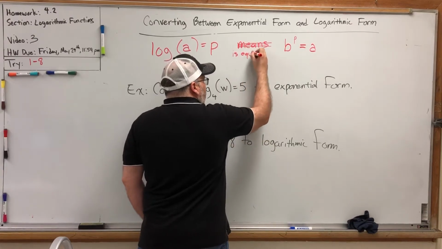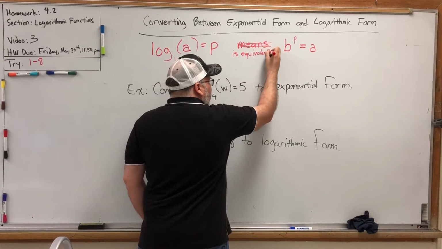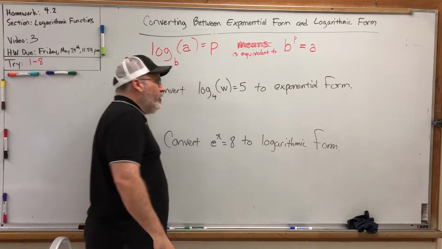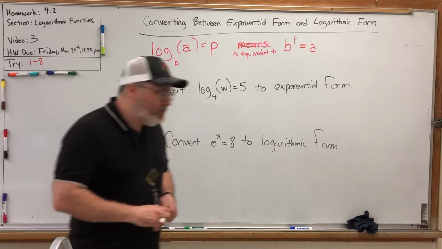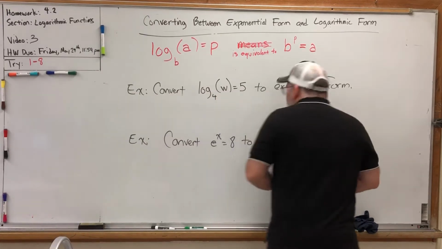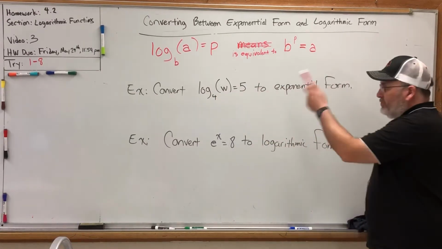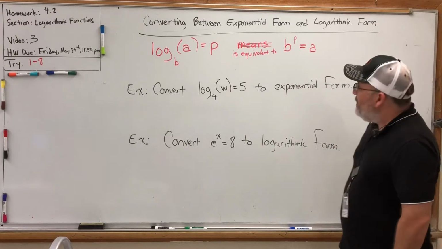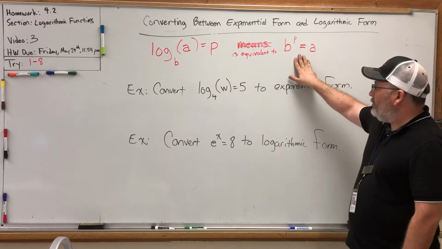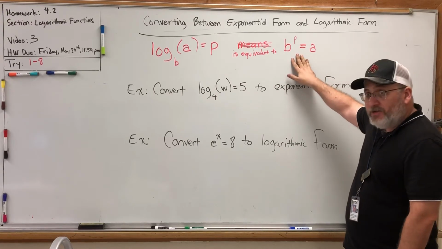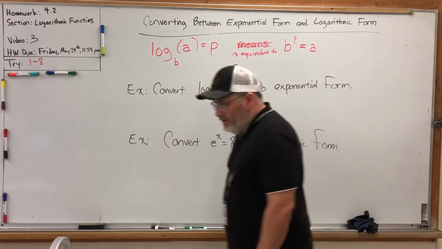is equivalent to. Now we've seen that phrase previously when we talked about the factor theorem, when we said the following are equivalent statements. Is equivalent to means that if one of them is true, then so is the other, in either direction. Meaning if you have this log equation, then you have this exponential equation. And if you have this exponential equation, then you have this log equation.